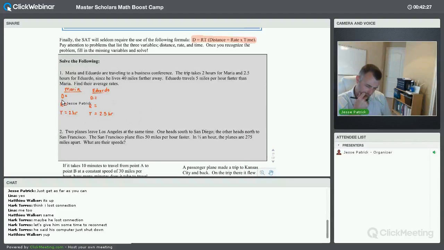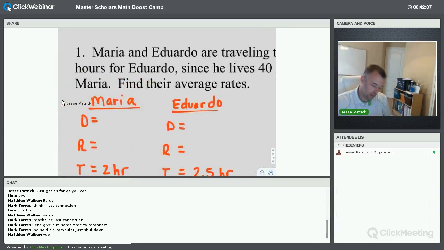Now for Eduardo, the trip takes 2.5 hours, since he lives 40 miles farther away. They don't really tell you Maria's distance, they just tell you Eduardo's distance is 40 miles farther. So we're going to call this D for Maria, but this one is going to be D plus 40. It's 40 miles farther, so you just put D plus 40 for Eduardo.